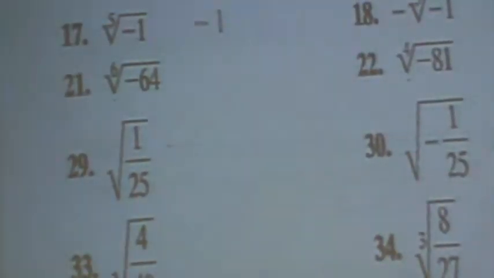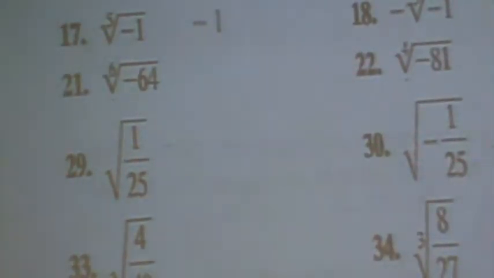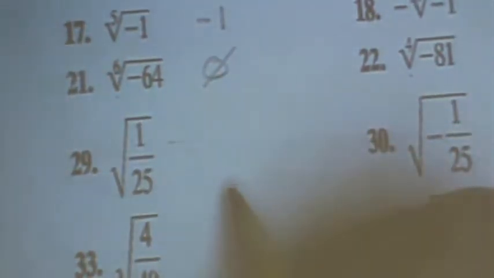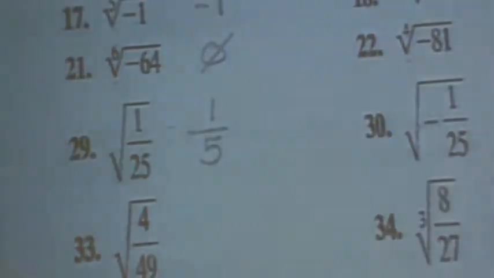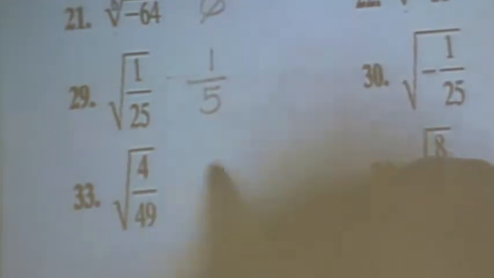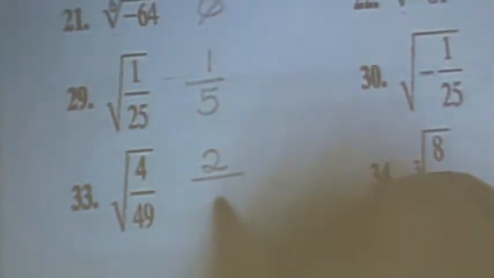The 5th root of a negative number, -1. What 6 numbers that are negative multiply to give you -64? You can't do that. You can't have a negative number if the index is even. 29, the square root of 1, and the square root of 25 is 1/5. And 33, the square root of 4 is 2, and the square root of 49 is 7.